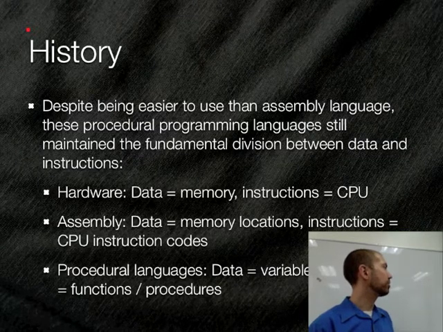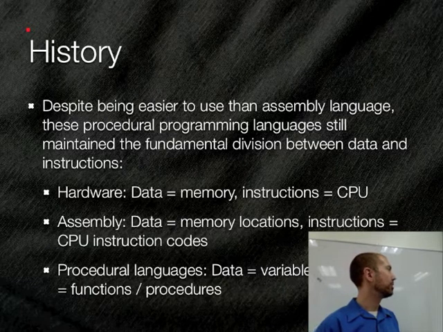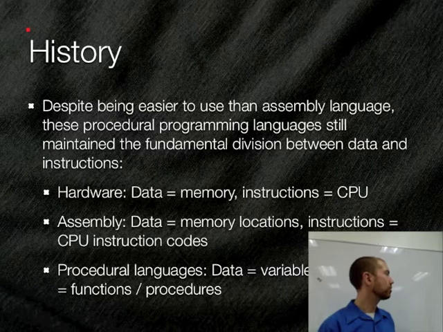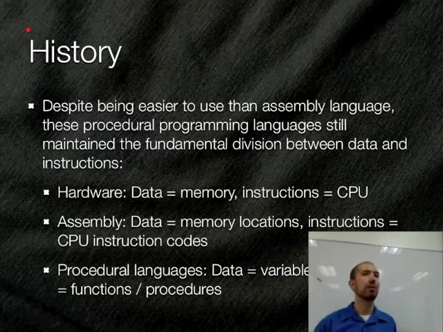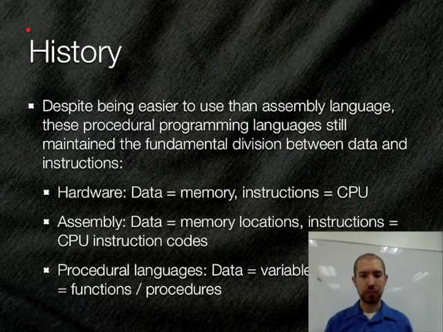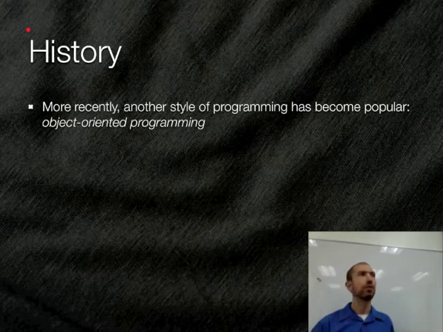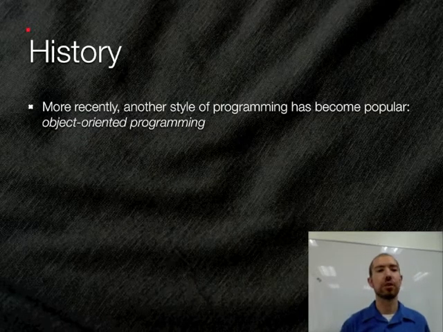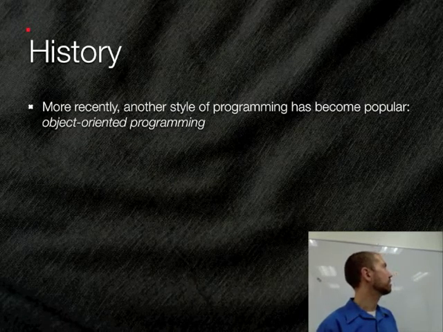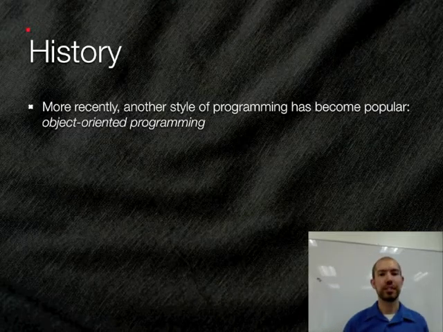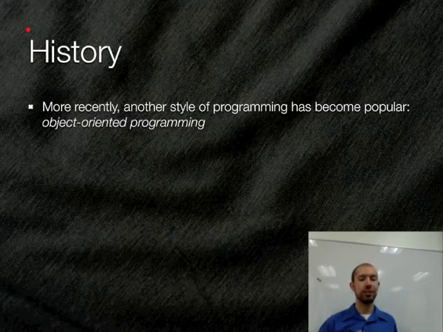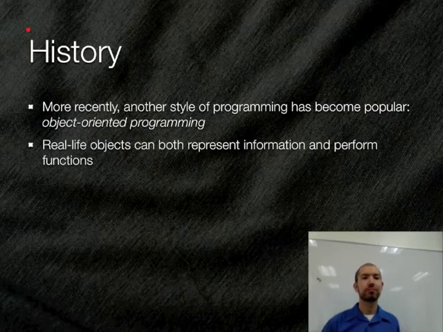In procedural language terminology, data would be your variables, which you're familiar with by now, and instructions would be functions or procedures that operate on those variables. Okay, so that's the history. However, as time has marched on and programs get more and more complex, it's become popular to use instead what's called object-oriented programming. So that's what we're talking about today: objects as used in the Python language.